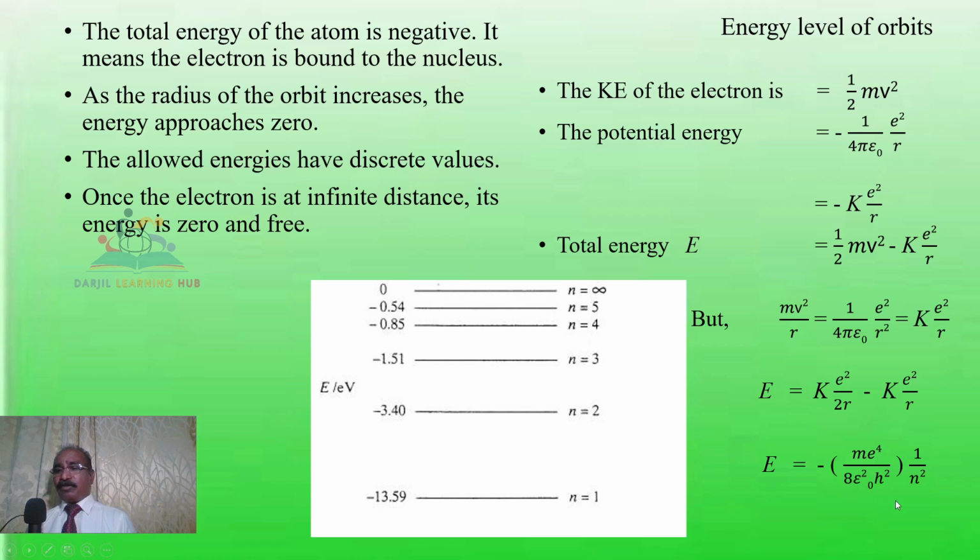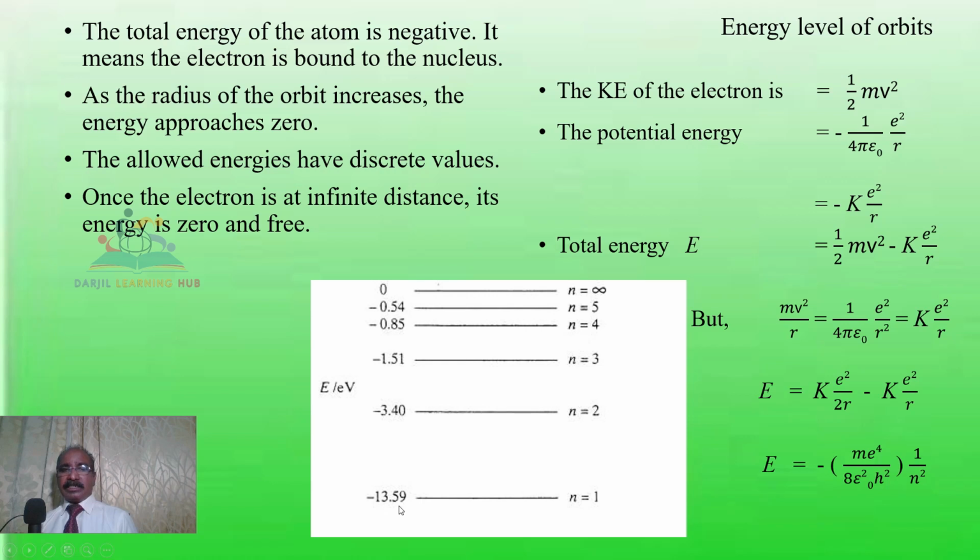Substituting the value of k, you get the expression for the energy of the electron in the nth orbit like this. Energy will be equal to minus some constant quantity inside the bracket into 1 by n square. If we substitute all the values, it comes to be minus 13.59 electron volt. Similarly, if you substitute n equal to 2, it will be minus 3.4 electron volt, and so on. So the total energy of the atom is negative.